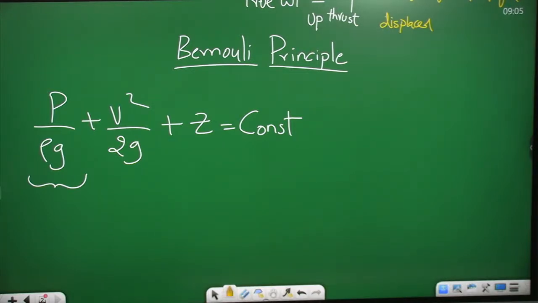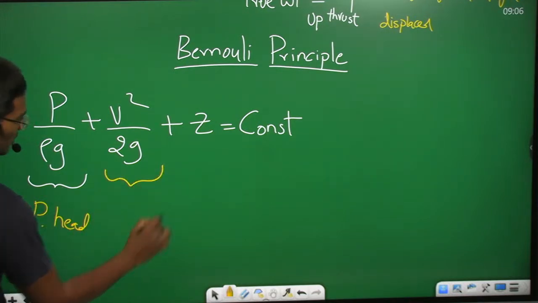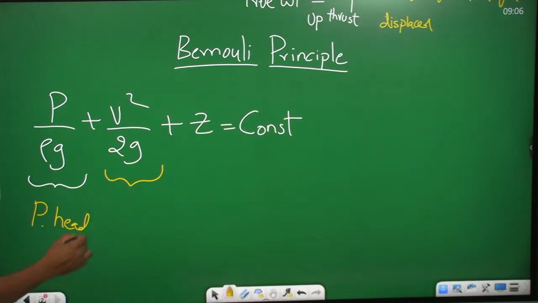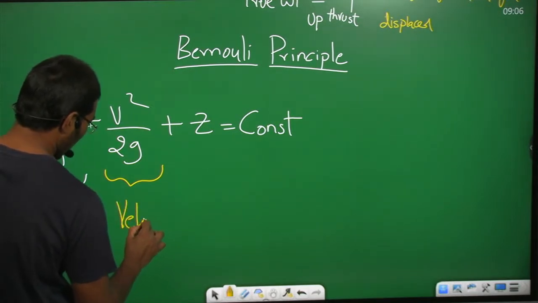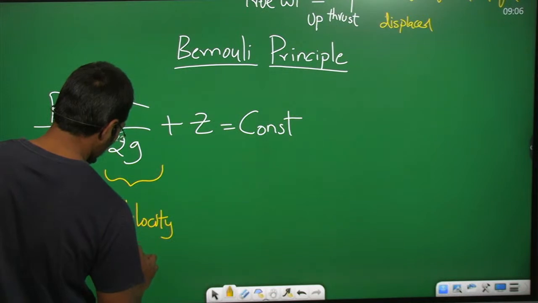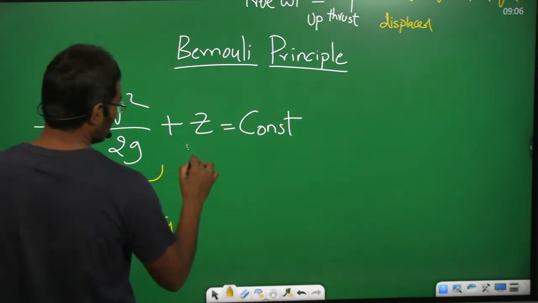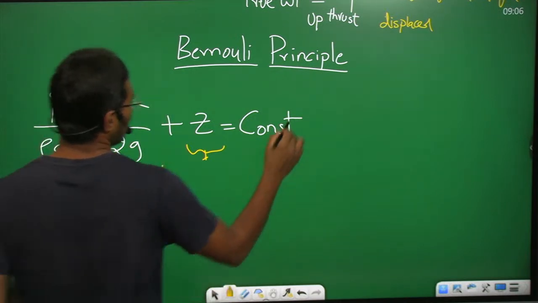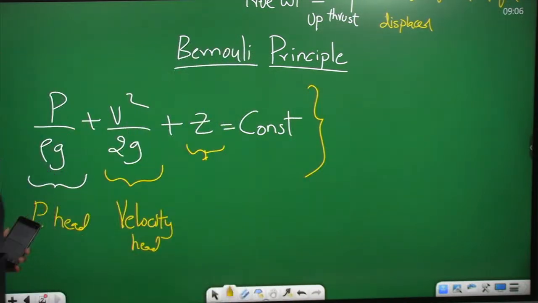So what does P by rho g represent? P by rho g, which form of energy? This is pressure head. How about this? Velocity head. This is normal height that you know. So which principle does this Bernoulli's follow? It follows the law of conservation of energy.